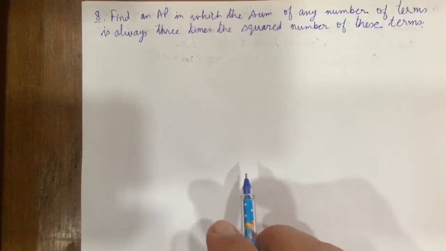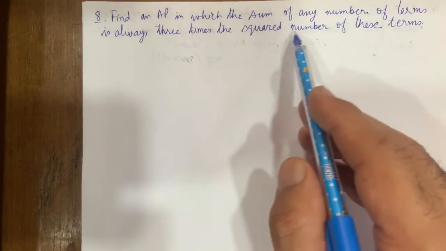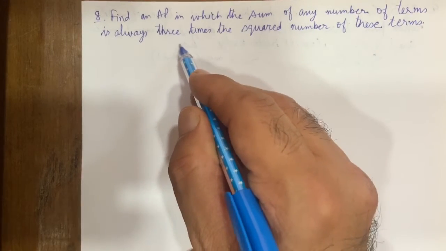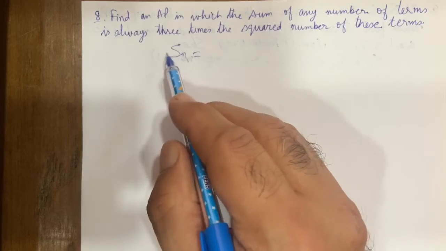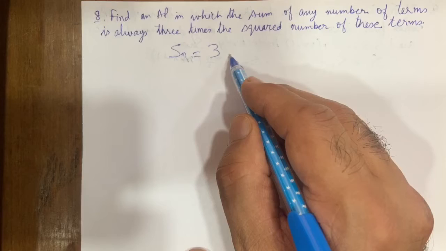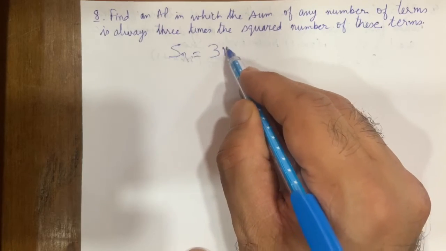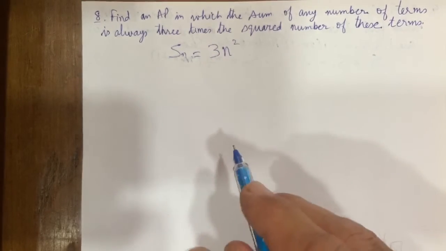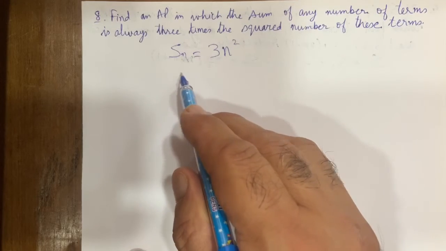Next we have to find an AP in which sum of any number of terms, let us say sum of n terms, is always equal to 3 times the squared number of the terms. Number of terms is n, so squared number is 3n square. We have to find out this AP.